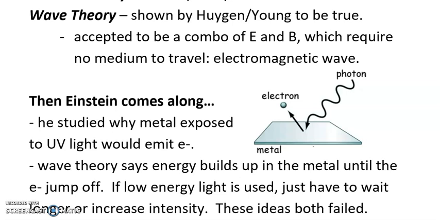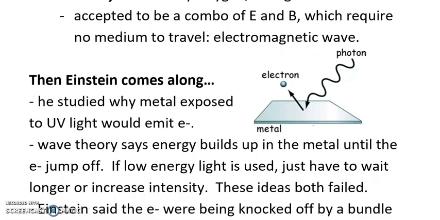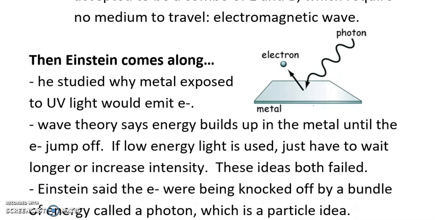So Einstein then applied an idea from somebody else that you will also learn about in grade 12 to figure out how this worked. Einstein said that the electrons were actually being knocked off or shot off by a bundle of energy called a photon. That's the term photon kicks in the diagram. But that's a particle idea, which of course probably upset a lot of people who thought that light traveled as a wave and a wave theory can explain it. So we brought back a particle idea, which really threw people off.